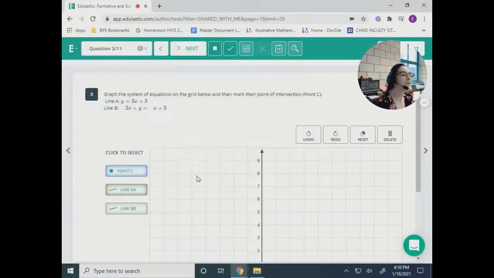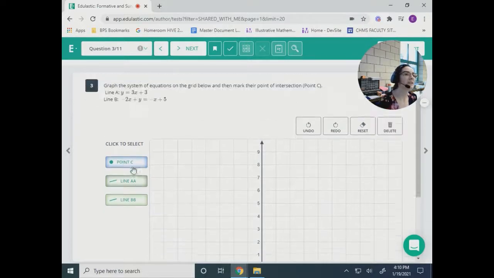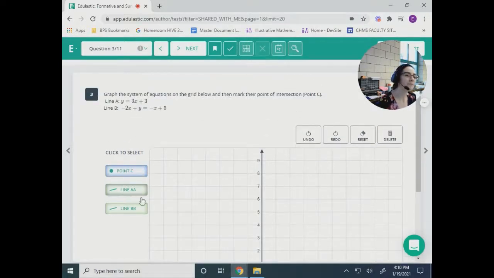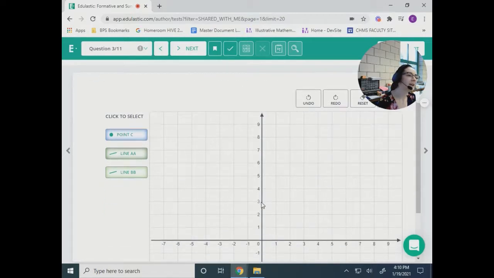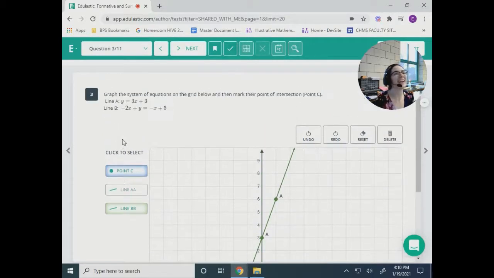So we need to graph these two equation lines. We need to graph one that has y equals 3x plus 3. That means line A is going to hit my y-axis at 3. And it's going to have a rise of 1, 2, 3 for every one that I run. Boom, that's equation line A.